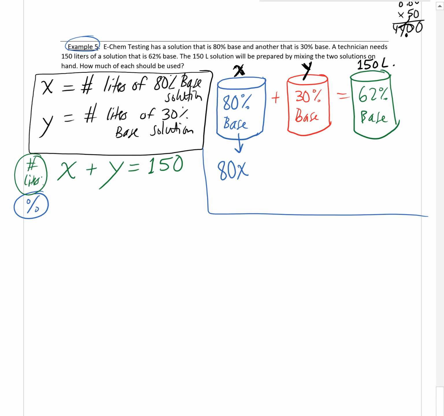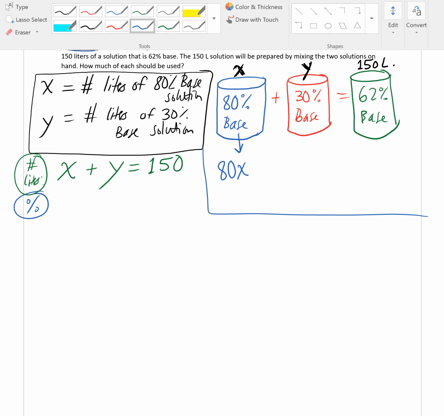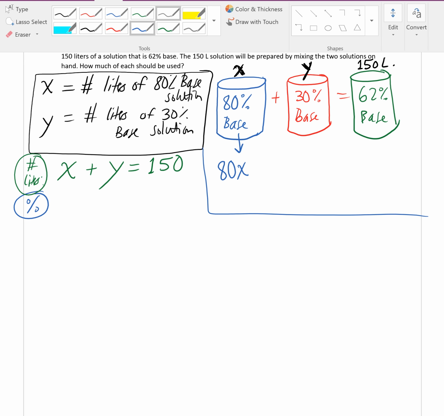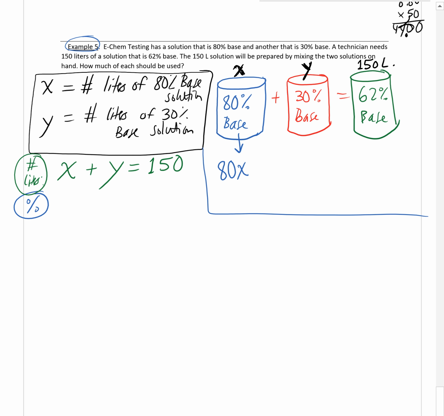But I guess, yeah, that sounds good. 80% times x, that's how much base there would be: 80% of however many liters. That's what you're trying to figure out here. How much base is in each one? Plus, how much base is in the second one?